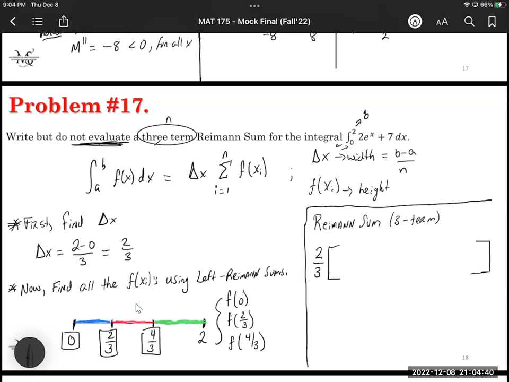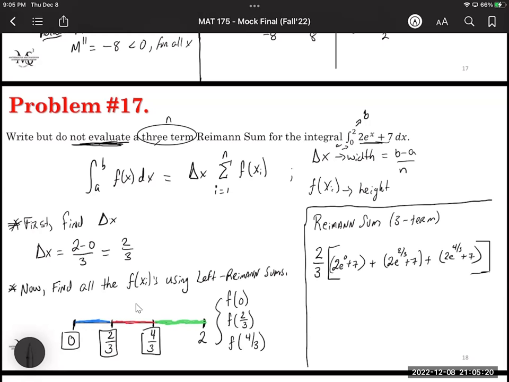If you want to figure out what those heights are, I have to plug 0, 2/3, and 4/3 into my function. My function here was 2e to the x plus 7. So if I plug in 0, you get 2e to the 0 plus 7, and I'm going to leave that alone. That will be the height of the first rectangle, plus the height of the second rectangle, which is 2e to the power of 2/3 plus 7. And then the height for the third rectangle is 2e to the power of 4/3 plus 7.